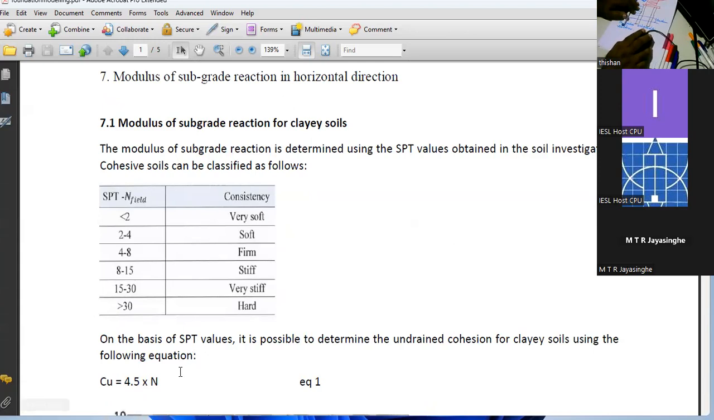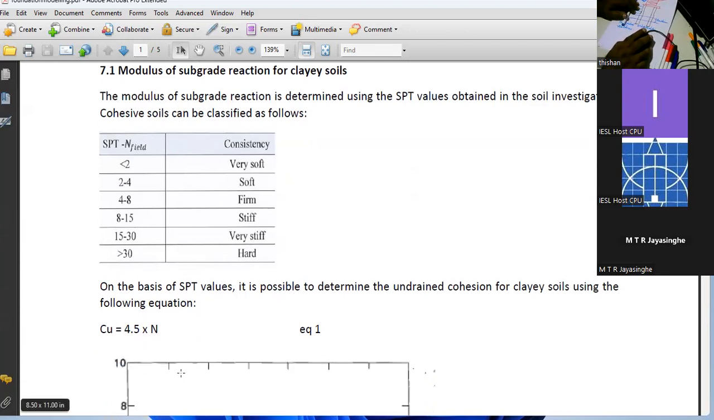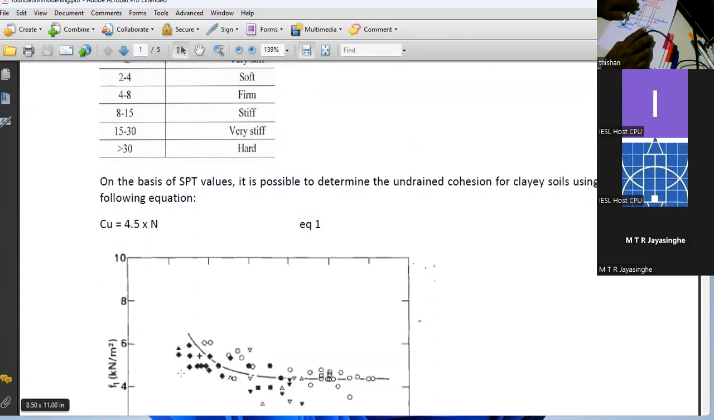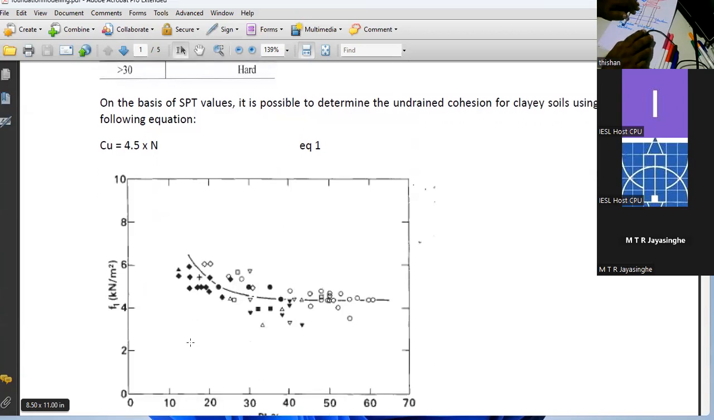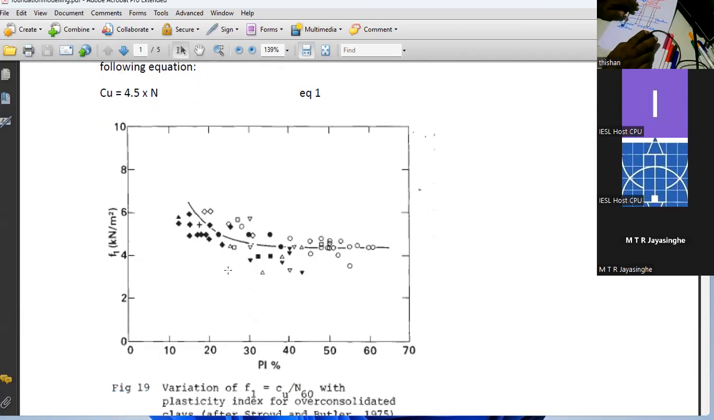Then the cohesion is given by 4.5 times the SPT value. And how do you get it? These are actual results they have plotted. From that, you can see a value of 4.5 to 5 is pretty good. A lot of geotechnical engineers use cohesion as 5 times N, and it can be even 4.5 times N or 5 times N.